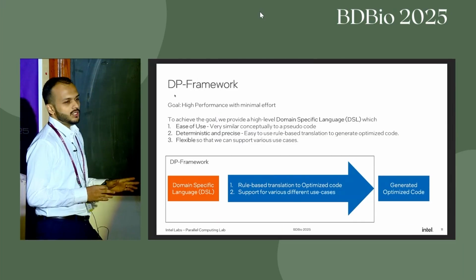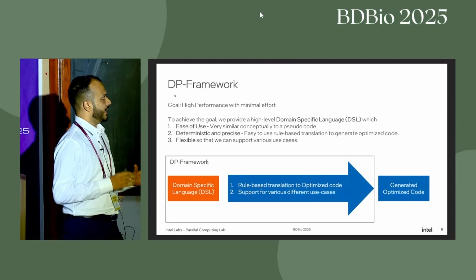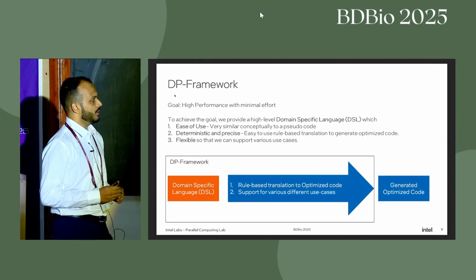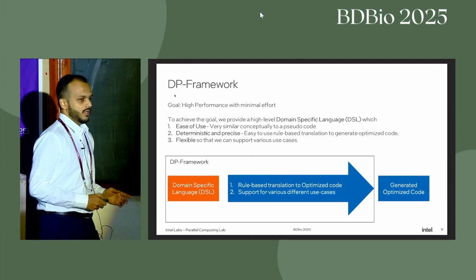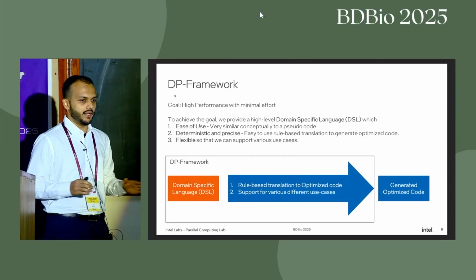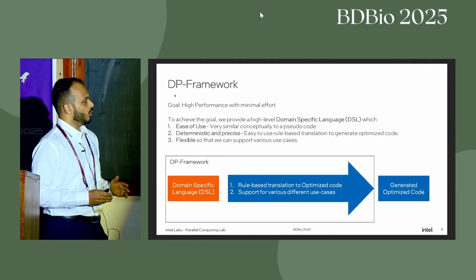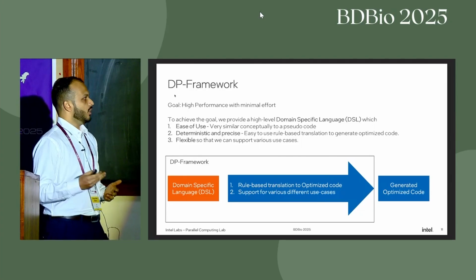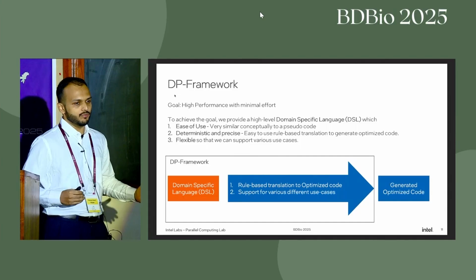This slide gives the overall idea about our framework. Our goal is to generate high-performance code with minimal effort. To achieve this goal, we have developed a domain-specific language which is, one, easy to use. Conceptually, it is as easy as writing pseudocode. Two, it is deterministic and precise, so on our DSL it's very easy to use rule-based translation to generate optimized code. And finally, three, it's flexible so that we can support various use cases.